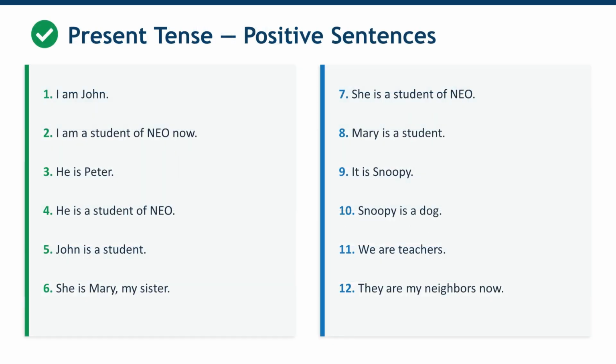Now let us look at positive sentences using the verb to be in the present tense. Sentence 1. I am John. Here, I is the subject and am is the verb. Sentence 2. I am a student of NEO now. Sentence 3. He is Peter. Notice that with he, she, and it, we use is. Sentence 4. He is a student of NEO. Sentence 5. John is a student. When we use a person's name, we also use is.